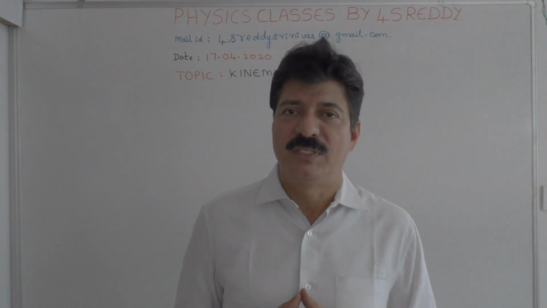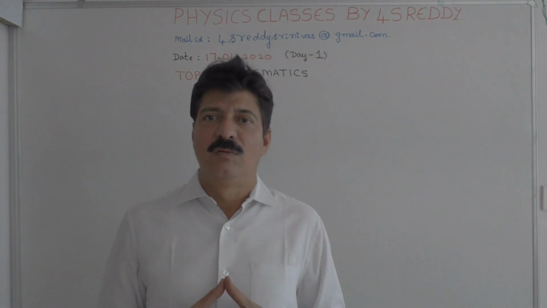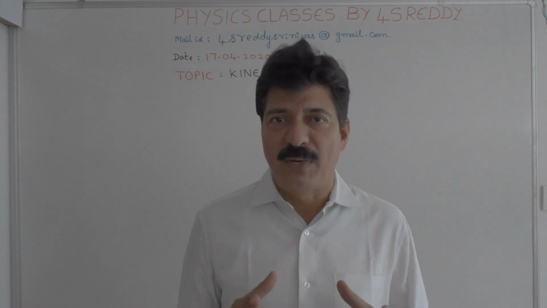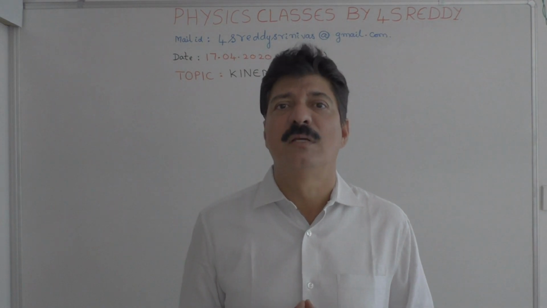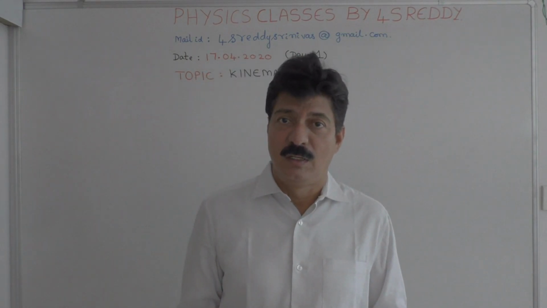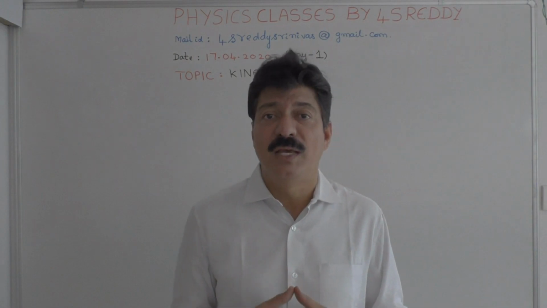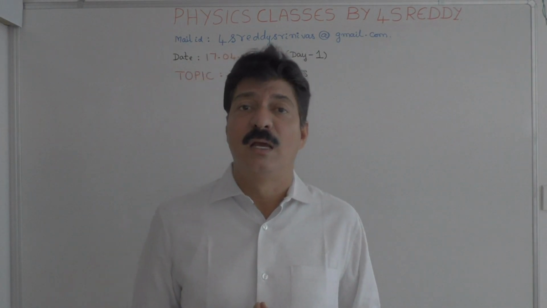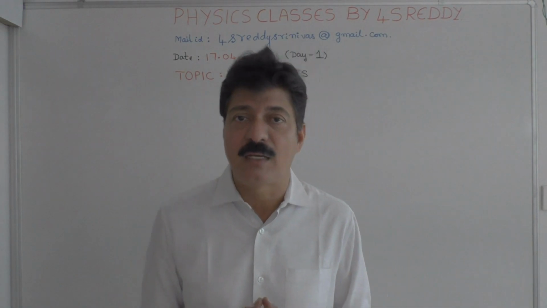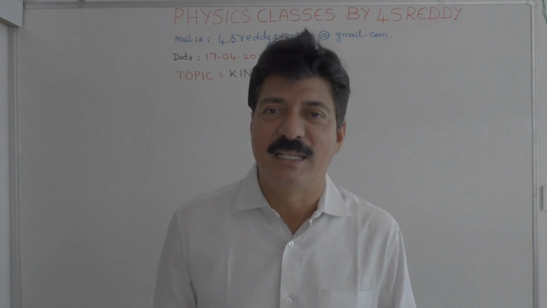Now come to physics. There are several branches of physics. The first one is mechanics, then heat and thermodynamics, properties of matter, optics. Like that, there are so many branches in physics. In the first year intermediate, or +1, we have three branches of physics: one is mechanics, the second one is properties of matter, and the third one is heat and thermodynamics.